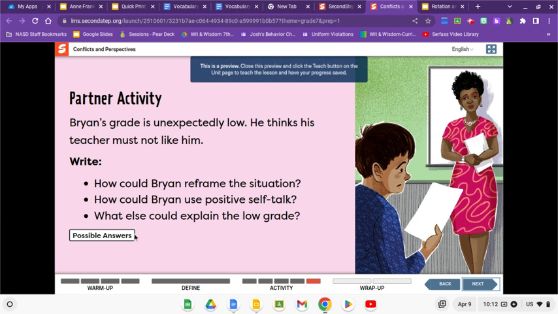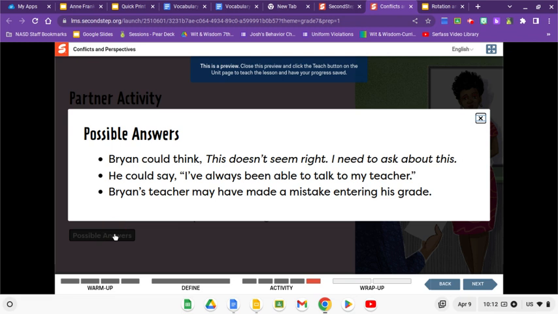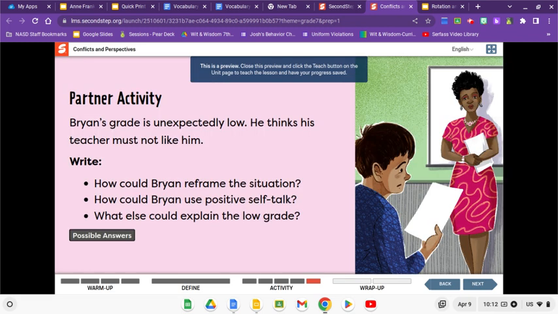All right. Some of the possible answers they float include: Brian could think, this doesn't seem right. I need to ask about this. He could say, I've always been able to talk to my teacher before. And finally, Brian's teacher may have made a mistake entering his grade. It happens, people. Hold on to your work.